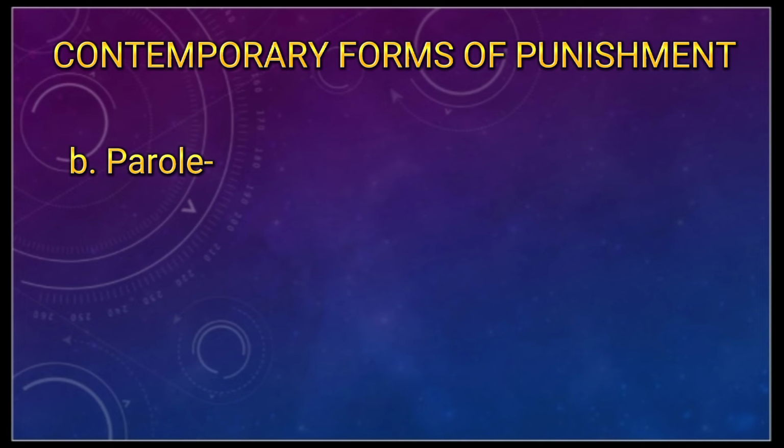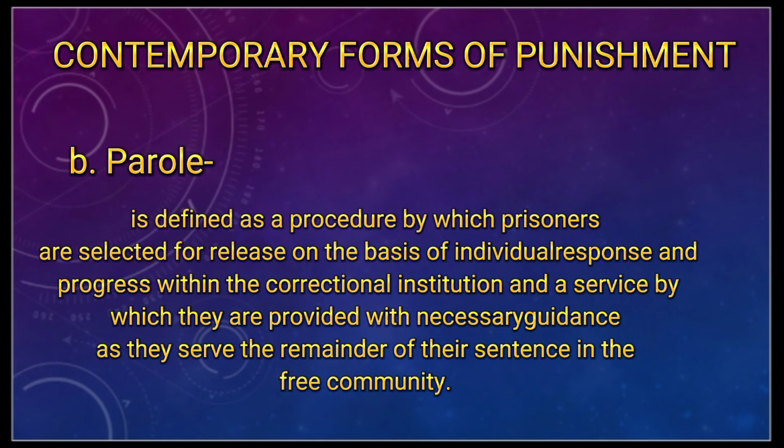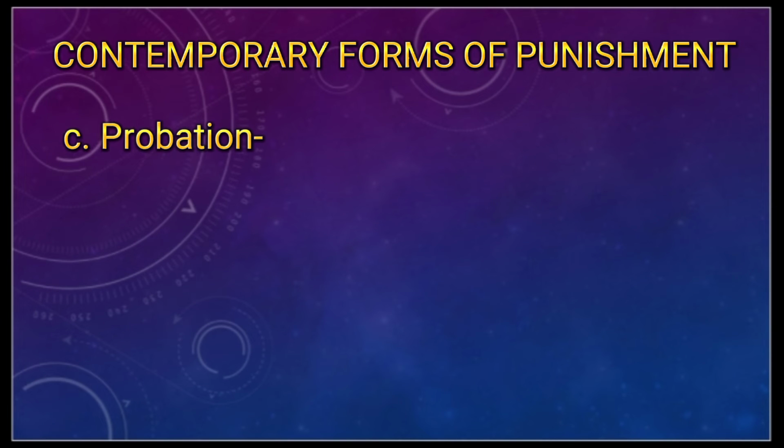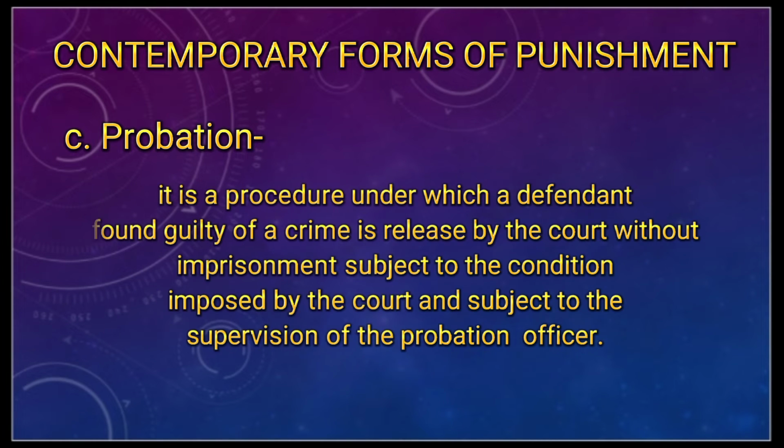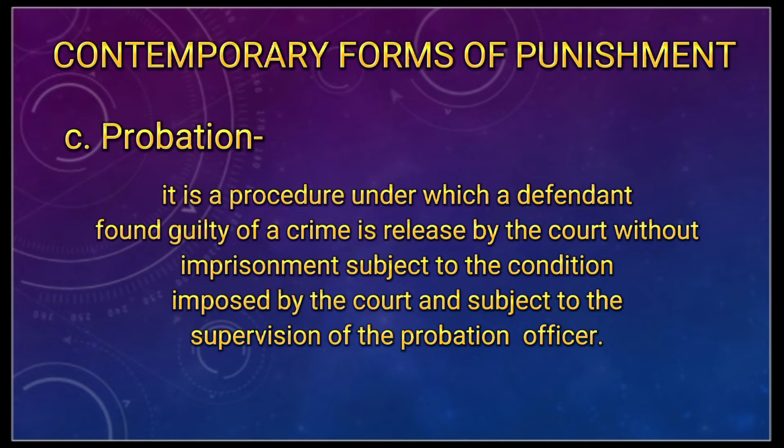B. Parole is defined as a procedure by which prisoners are selected for release on the basis of individual fitness and progress within the correctional institution, and a service by which they are provided with necessary guidance as they serve the remainder of their sentence in the free community. C. Probation. It is a procedure under which a defendant found guilty of a crime is released by the court without imprisonment, subject to the conditions imposed by the court and subject to the supervision of the probation officer.